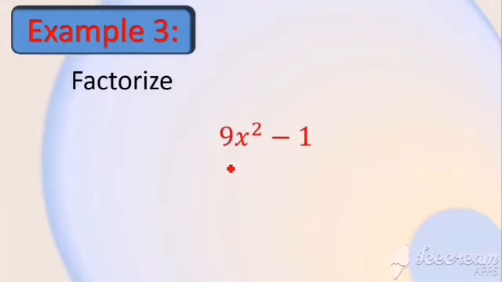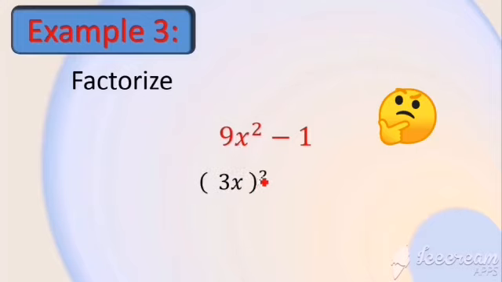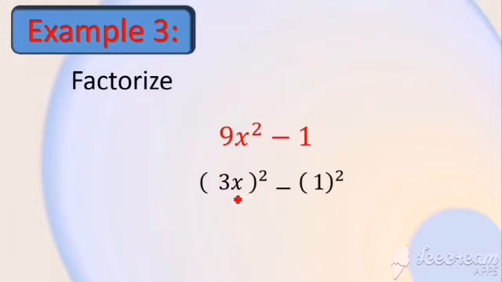Now, let's try to factorize 9x squared minus 1. What are you going to do first? I have to make sure that it is a difference between two squares. 9x squared is 3x all squared. 1 is 1 squared. So it is a difference between two squares. Very good.